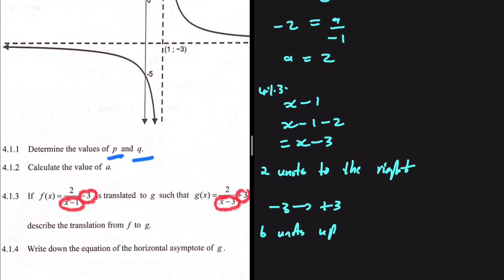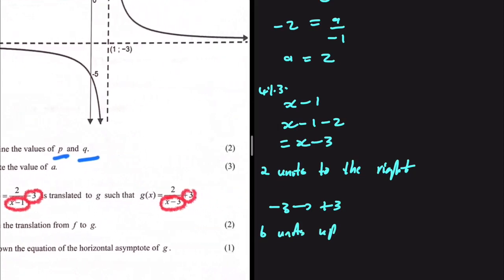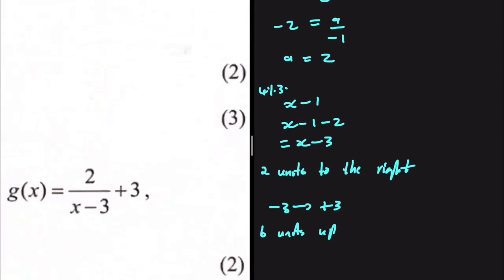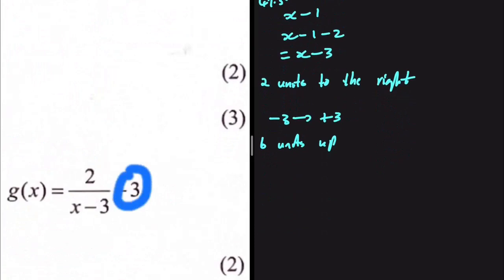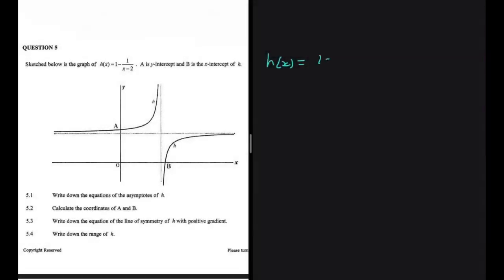4.1.4, write down the equation of the horizontal asymptote of g. The horizontal asymptote is this value here all the time. So for 4.1.4, we can easily say that y = 3. g(x) = 1 − 1/(x − 2).